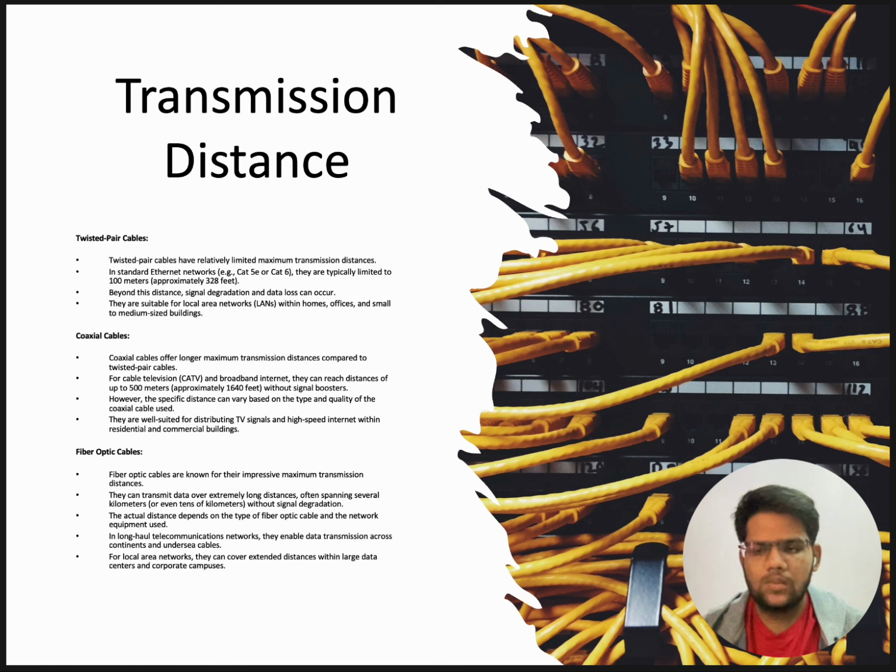Fiber optic cables are crucial for long-haul telecommunication networks, including global and undersea connections. They are also suited for covering extensive distances within large data centers and corporate campuses. So basically, twisted pair cables are suitable for relatively short distances within buildings. Coaxial cables offer longer transmission ranges, especially for cable TV and broadband, while fiber optic cables excel in providing reliable data transmission over vast distances, making them indispensable for long-haul telecommunications and high-speed internet backbones.